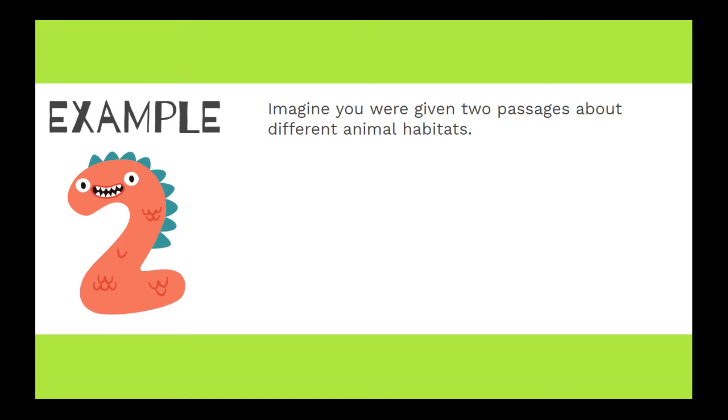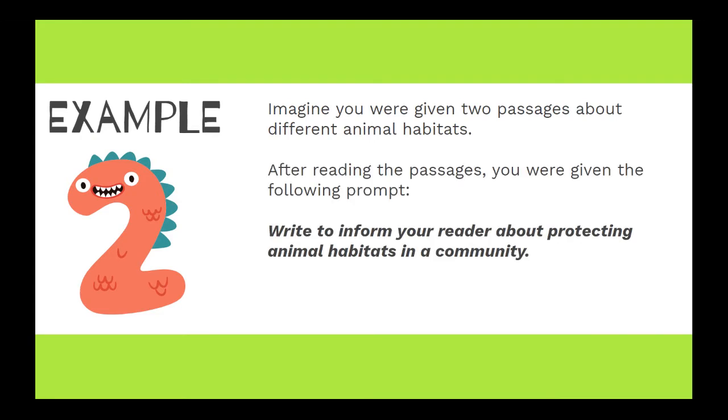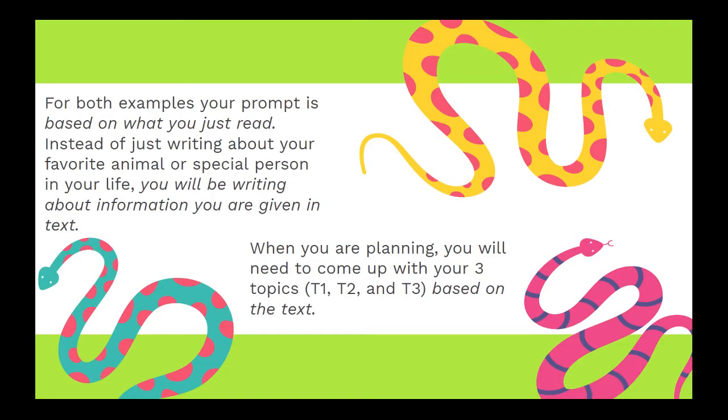Another example would be, imagine that you were given 2 passages about different animal habitats. Then after reading the passages, you might be given this prompt. Write to inform your reader about protecting animal habitats in a community. For both of those examples, your prompt is based on what you just read. Instead of just writing about your favorite animal or a special person in your life, you will be writing about information that you are given in a text.